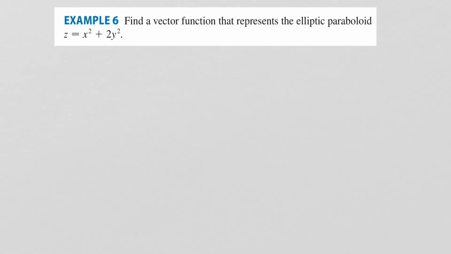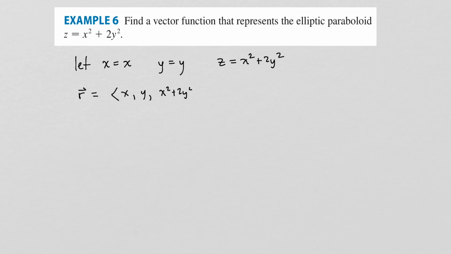Next, we want to find a vector function that represents the elliptic paraboloid z equals x squared plus 2y squared. Now, there are a couple of different ways that we can do this, but basically anytime z is represented as a function of x and y, you can parameterize it very easily by simply letting x equal x, letting y equal y, and then z will equal x squared plus 2y squared. And so the vector function here would simply be x, y, and then x squared plus 2y squared.